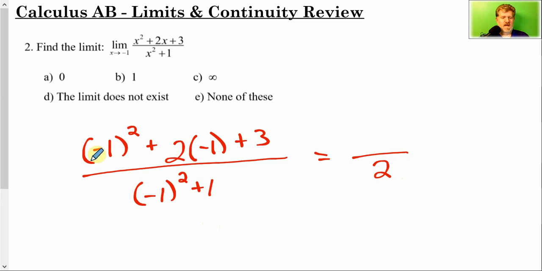All right, so let's see what we got. So -1 squared is 1. Right? 2 times -1 is -2 plus 3. So this is 1 plus 3 is 4. 4 minus 2 is 2. Well, that becomes 1. Just like that, no big deal. Just plug in the number.